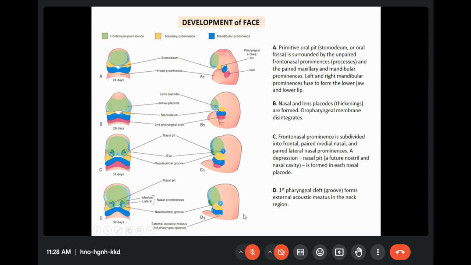In the next stage, you see that the first pharyngeal cleft forms to form the external acoustic meatus in the neck region of the embryo. So here will the ear develop. So here you see the frontal process, medial nasal processes on the left and the right part, and lateral nasal processes also on the left and the right. Between medial and lateral nasal process, you see the nasal pit. It will be the nostril.